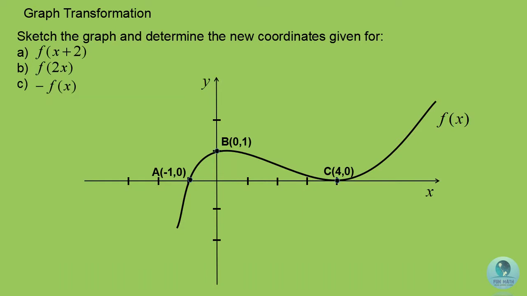Now let's try this question. You are given a parent graph with specific coordinates and 3 different types of graph transformation. You are required to sketch each of these graphs and state the new coordinates.